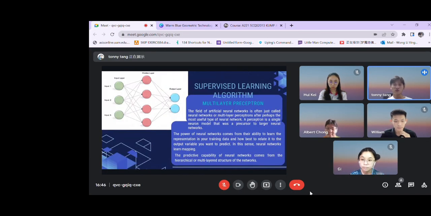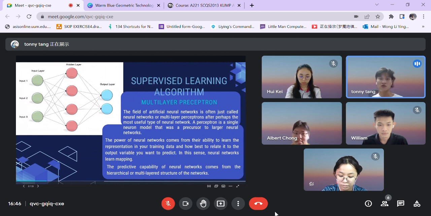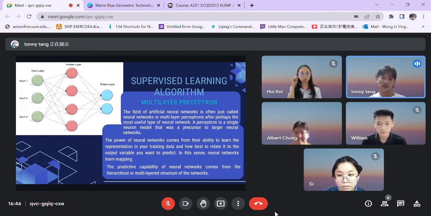So first we will explain the supervised learning algorithm, known as the multi-layer perceptron. The field of artificial neural networks is often just called neural networks or multi-layer perceptrons, after perhaps the most useful type of neural network. It's a field that investigates how simple models of biological brains can be used to solve difficult computational tasks like the predictive modeling tasks we see in machine learning. The power of neural networks comes from their ability to learn the representation in your training data and how best to relate it to the output variable you want to predict.